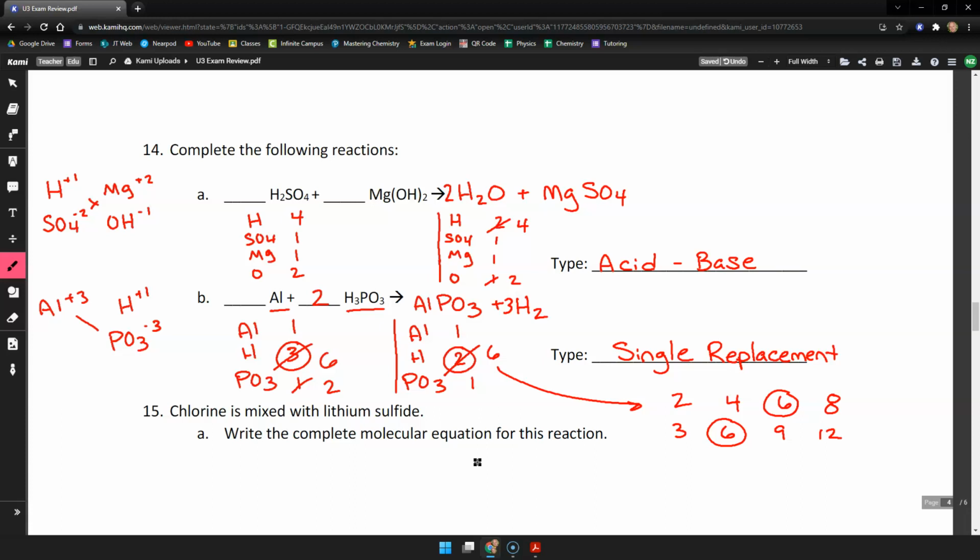Okay, but our PO3s, not so much. So I need 2 on the right to balance with the 2 on the left. So let's put a 2 here. 2 times 1 is 2. 2 times 1 is 2. And then just to finish this off, we need a 2 here. 2 times 1 is 2. Okay, and we are balanced.